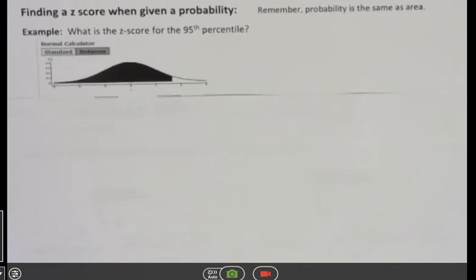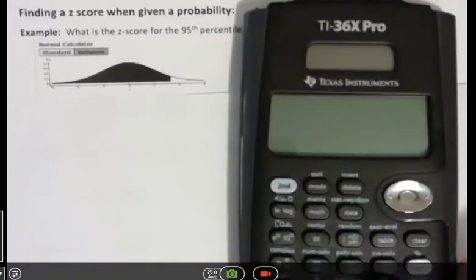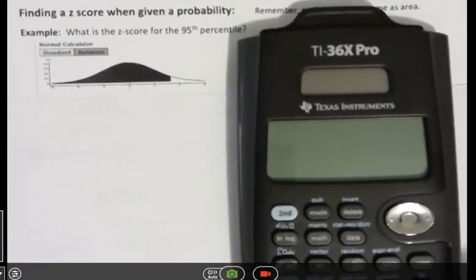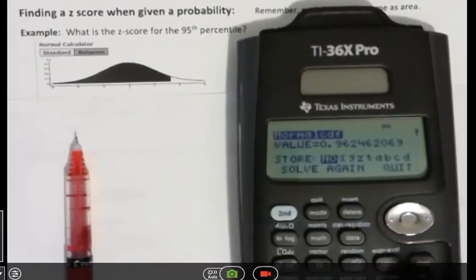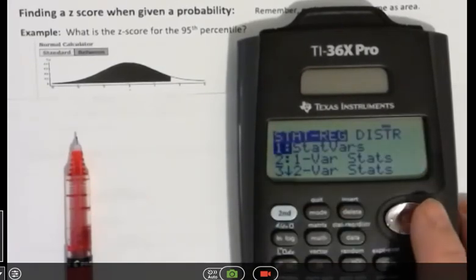And so these are standard normal distributions, excuse me. So we're going to use 0 and 1 here. I'm going to use the TI-36X PRO to do this. I'm going to push second function data. I'm going to go 1 to the right.